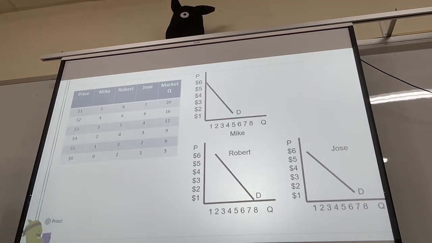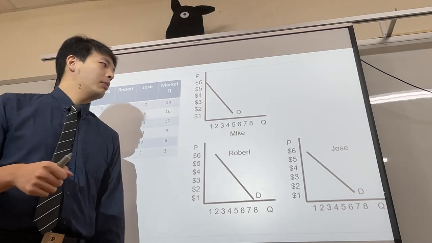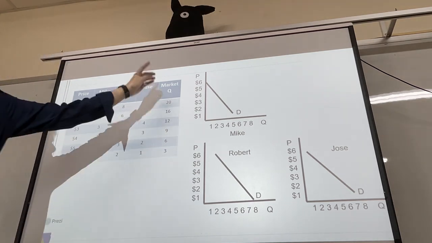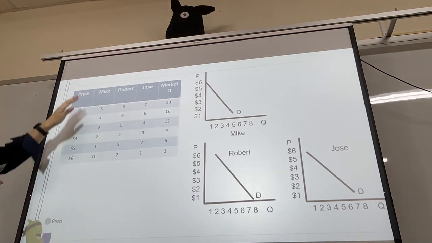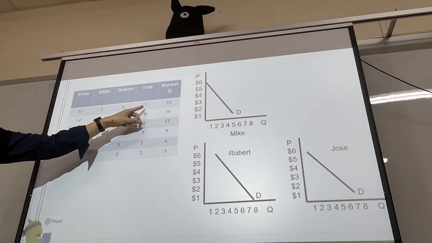So I'll give you an example. We have Mike, we have Robert, we have Joe's. And then this is the table. Price from $1 to $6, and then Mike will buy 5, Robert will buy 8, and Joe's will buy 7.